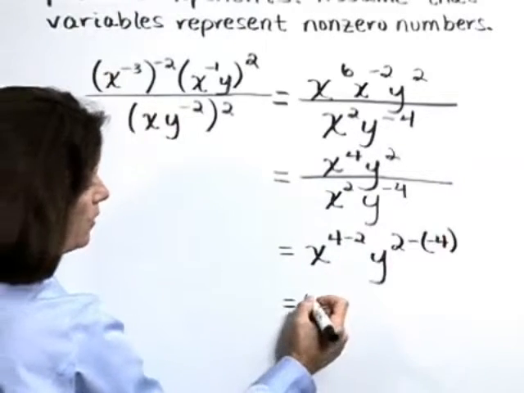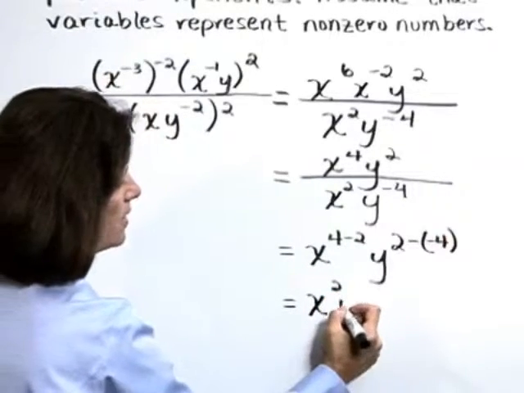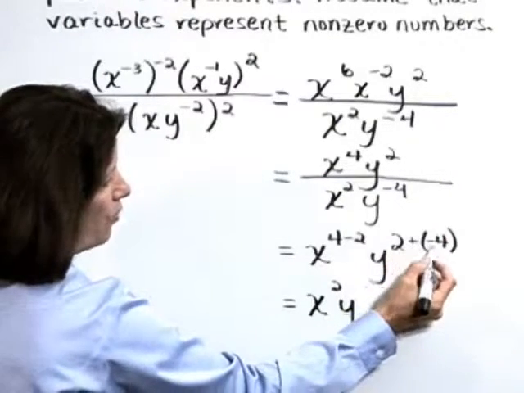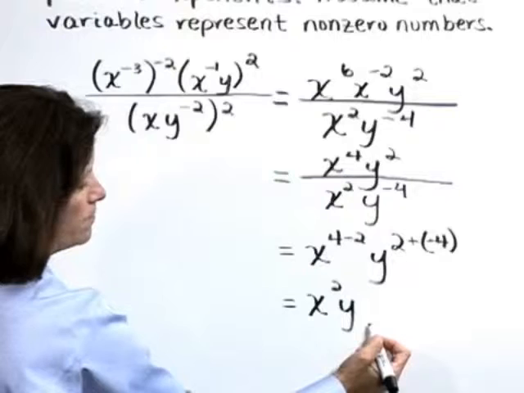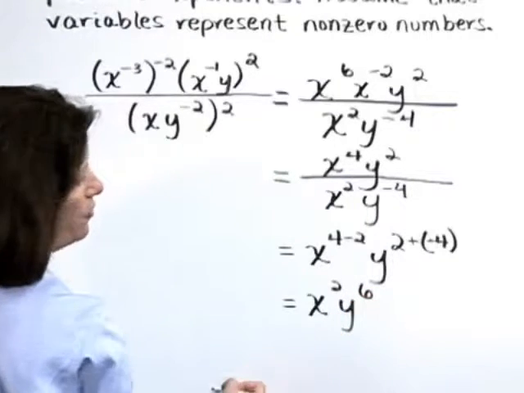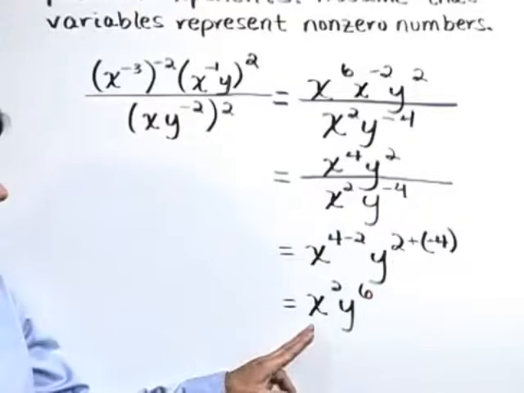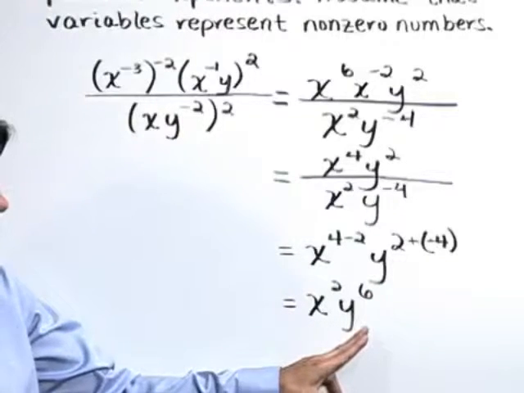As an end result then, we've got x squared times y to the 2 minus a negative 4 becomes a 2 plus 4. So let's call that a y to the sixth power. Therefore, the simplified form for our expression is x to the second, y to the sixth.